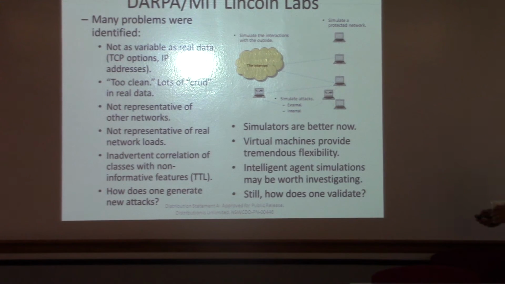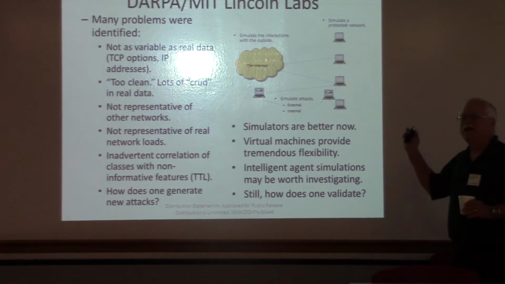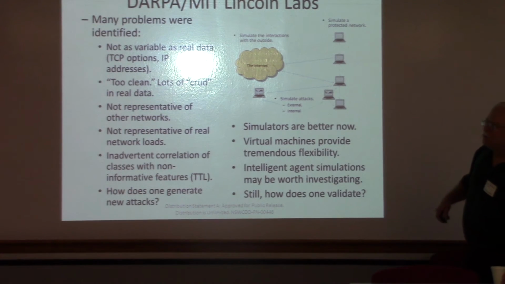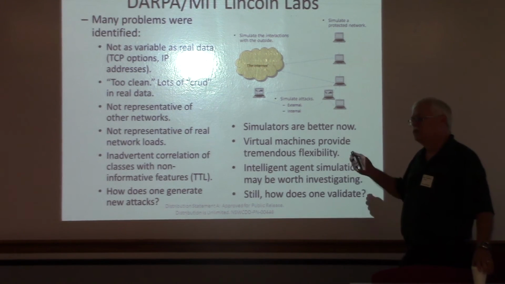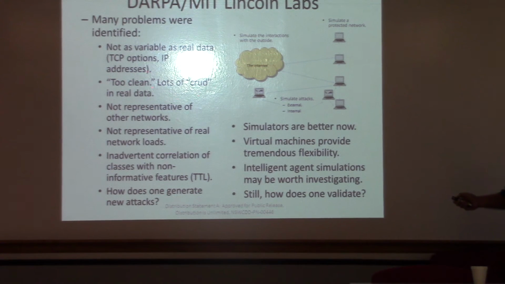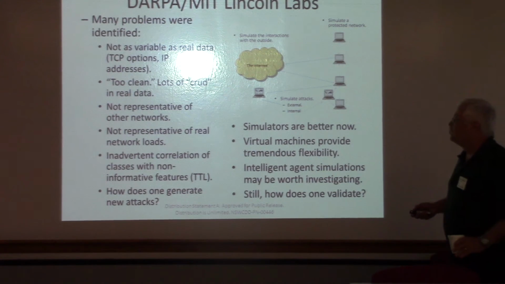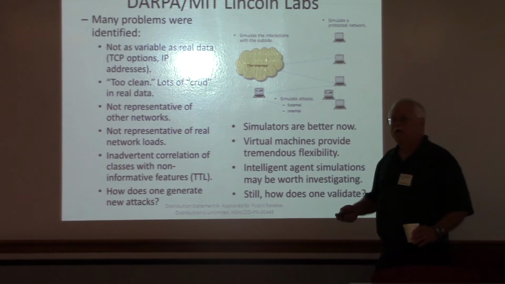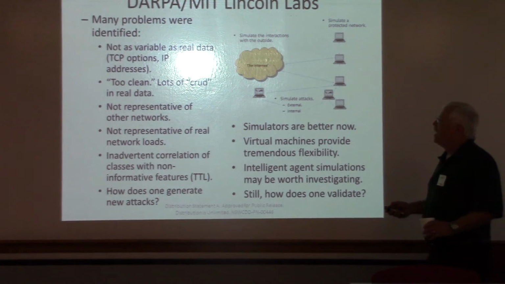It's not as variable as real data. Real data has all kinds of TCP options, arcane things that nobody ever uses. Well, it turns out they do. It was too clean. There is a lot of crud in real data. There are packets that are fragmented that shouldn't have been fragmented. There are people who put weird values in parts of the packet header. Who knows why?